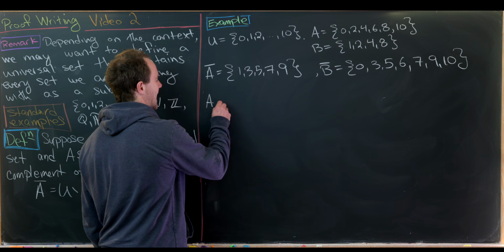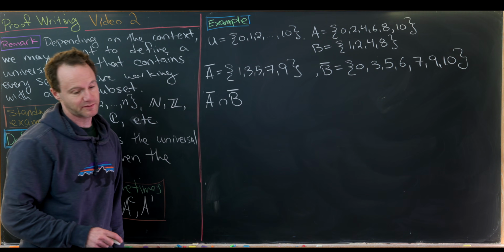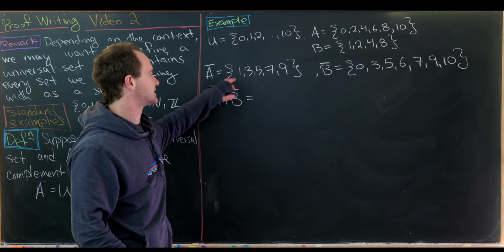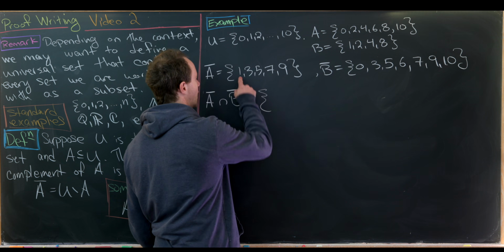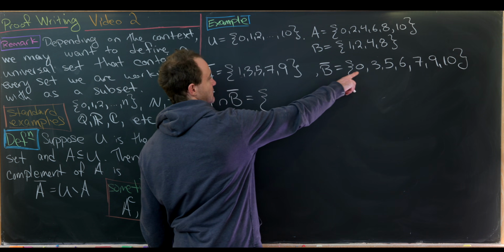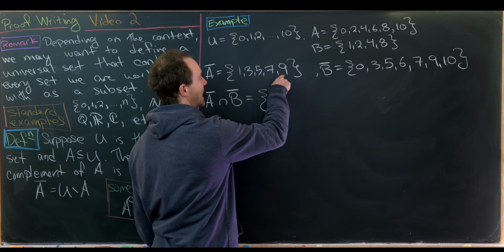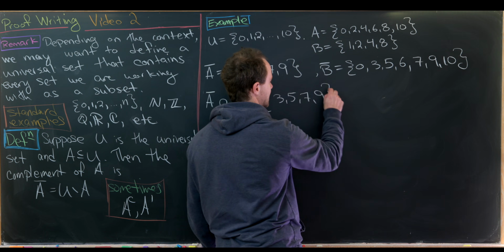So let's look at the intersection of A complement and B complement. Okay, so we need to find numbers that are in both of these sets. So 1 is only in this first set, 0 is only in the second set, but 3, 5, 7, and 9 are in both of them. So 3, 5, 7, and 9.